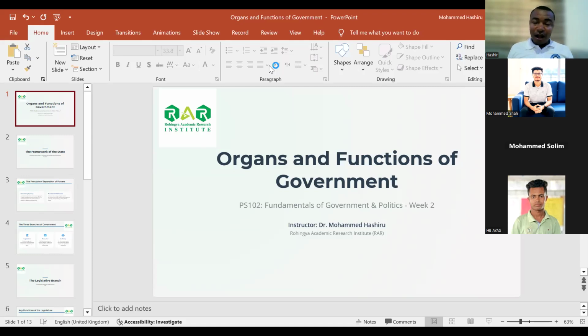It means parts or things that come together to be called government. Do you understand it? Things that come together to be called government. In this regard, today we're going to learn what comes together to be called government.